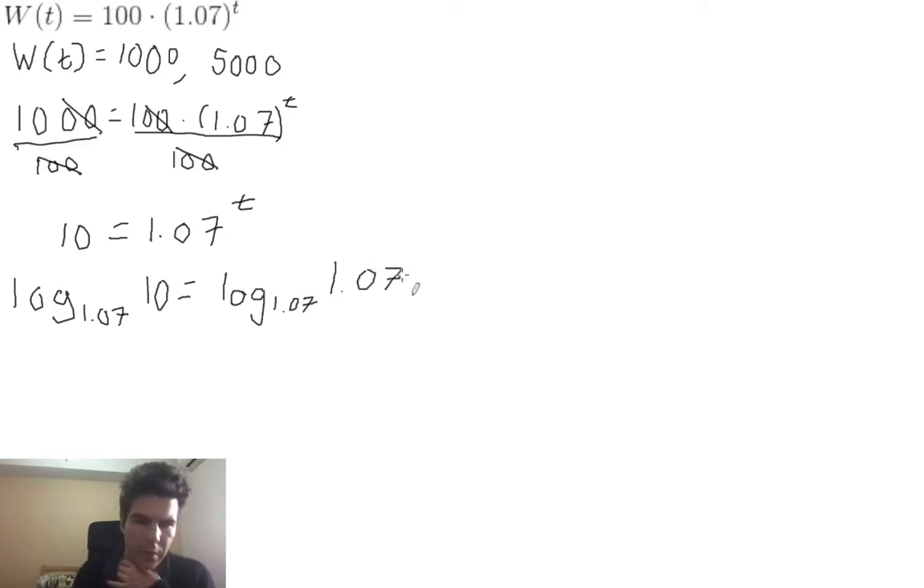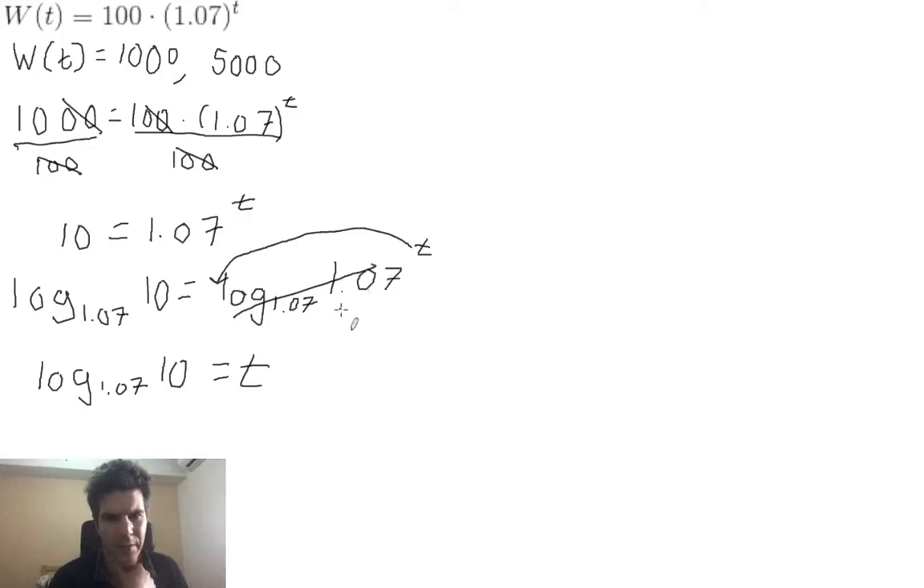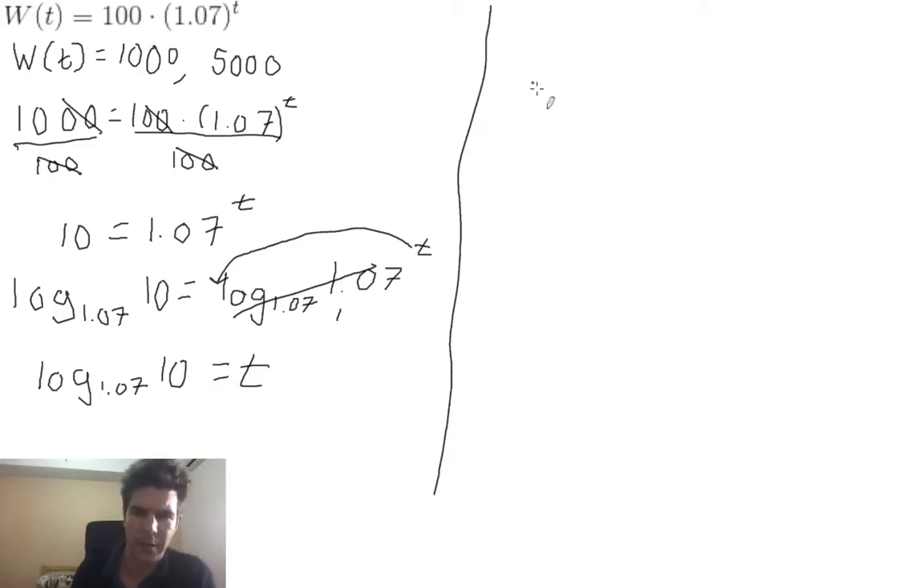So log base 1.07 of 1.07 to the t. Looking at the left side, we can't simplify that. We'll just put that in our calculator later. The right side, however, it's just t, right? Because this exponent t comes out to the front by our log rules, and log base 1.07 of 1.07 is just 1. And we get our final value for t is log base 1.07 of 10. I'm going to put that in my calculator later because I don't have it out.